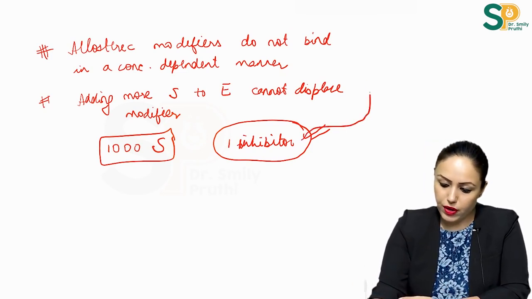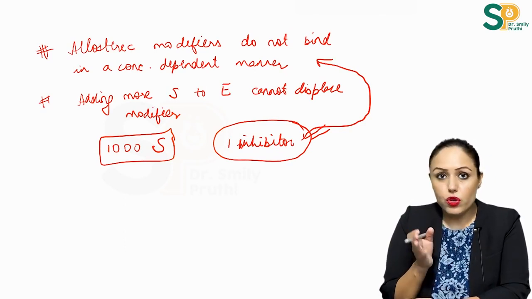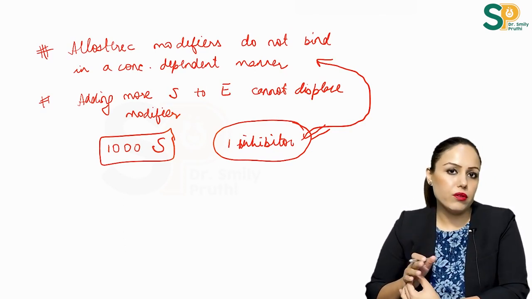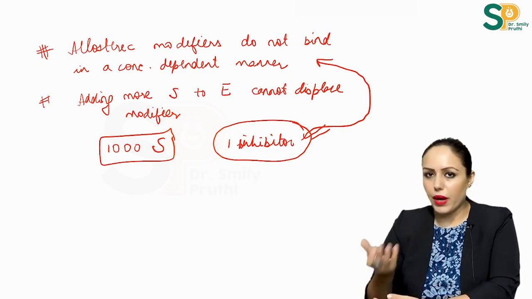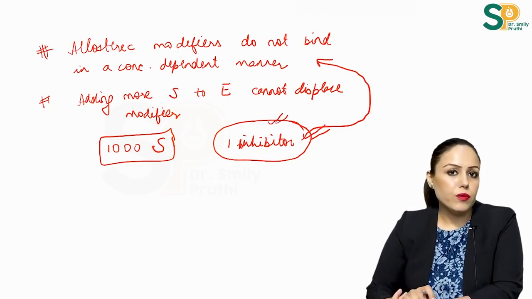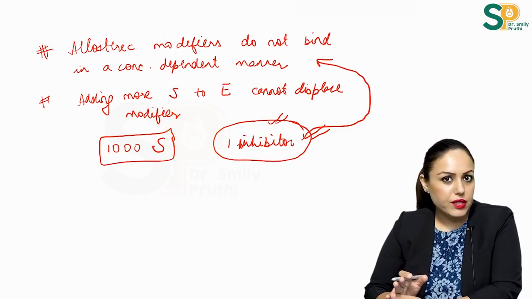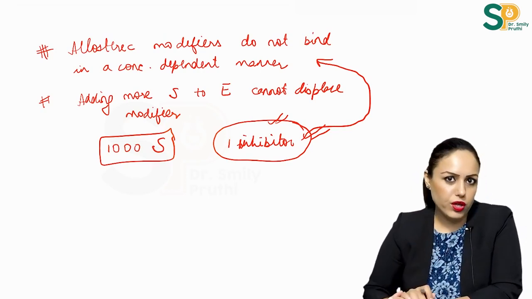So this modifier, that is inhibitor, does not bind in a concentration dependent manner, means even if it has less concentration, still it will bind, right? Because this inhibitor or activator does not bind at the active site. They instead bind at a different site, that is the regulatory site.